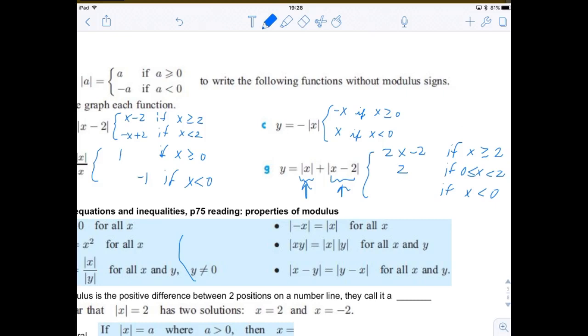And then the last one, if x is less than 0, both this one and this one, the absolute value sign would take effect, and they would be negative values. So it would be negative x plus negative of x minus 2. And this is equal to negative x minus x plus 2, which would be negative 2x plus 2.